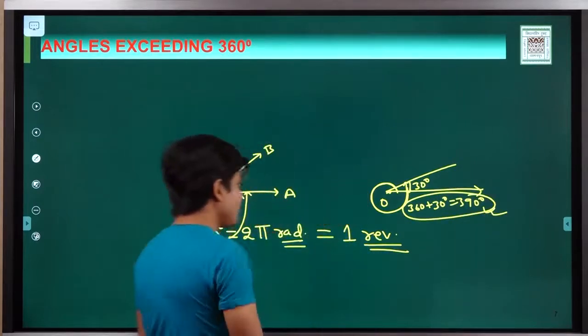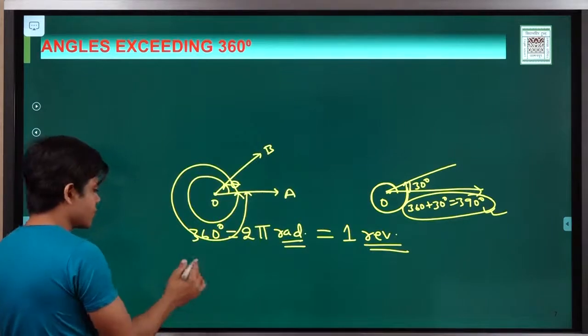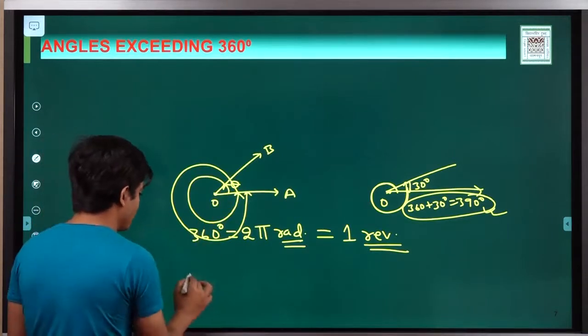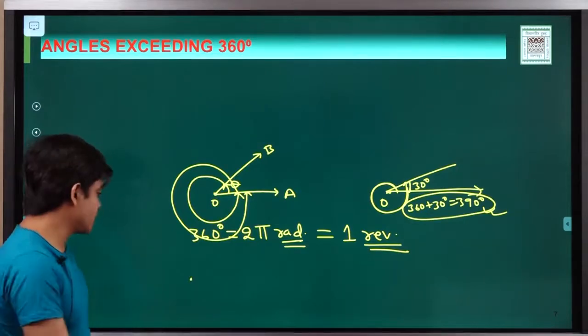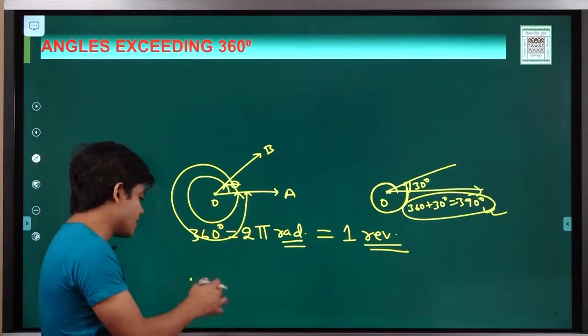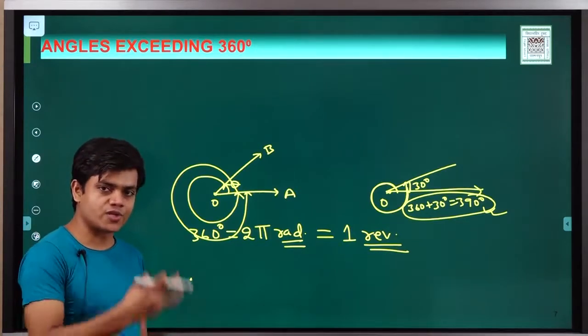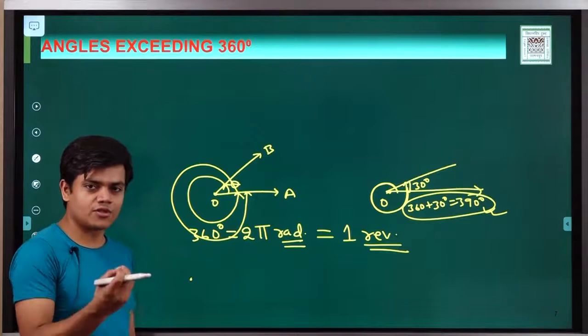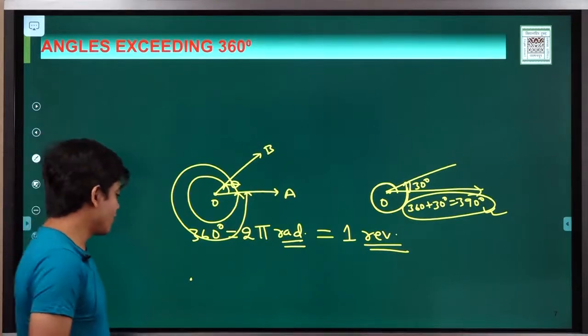Okay. So what can we say? If a rotation is going to happen, in one revolution a 360 degree angle is going to be made, but if the number of revolutions is 2, then 720 plus, if the number of revolutions is 3, then 1080 plus angles will be there. All right.